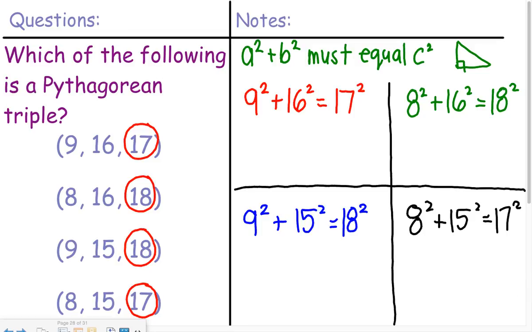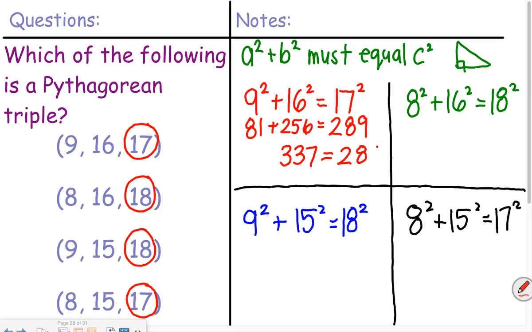All right, so let's start with the first one here. 9 squared is 81. 16 squared is 256. 17 squared is 289. 81 plus 256 is 337. 337 does not equal 289, so that one is no. So I'm going to cross it off.